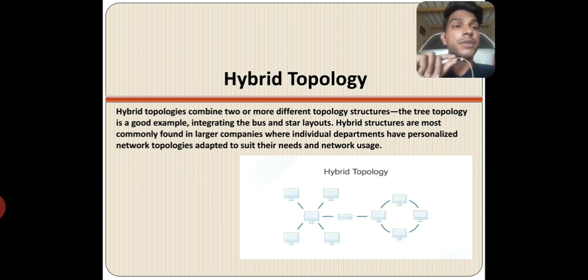So these five are the network topologies that tell us how the network is arranged and how it works.